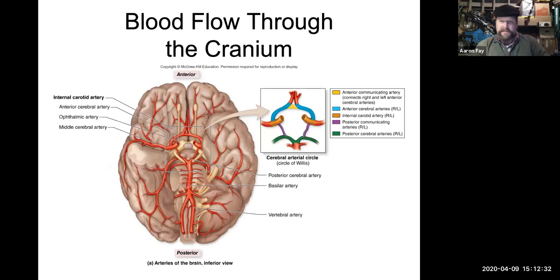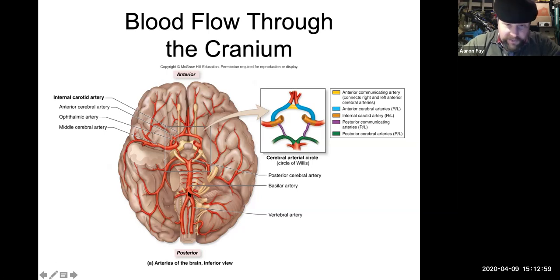Okay, this is another important structure. This is called the circle of Willis. That's the old name. The newer name is just cerebral arterial circle. This is weird because we have a bunch of arteries joining together. Remember, arteries aren't supposed to do that. Arteries are supposed to branch and branch and branch. Here, arteries are joining together. Arteries are anastomosing, and that's kind of strange.